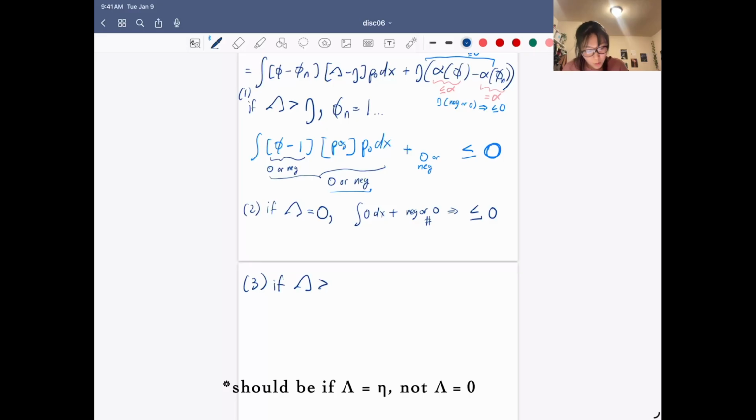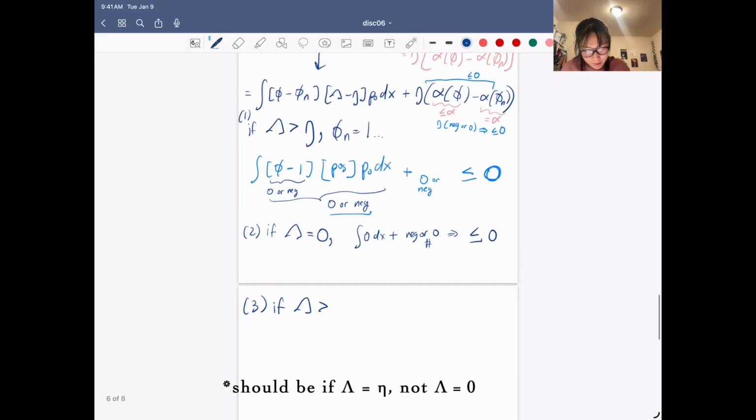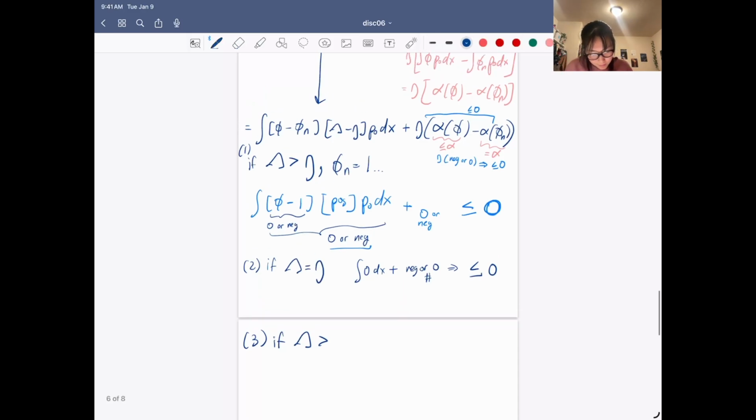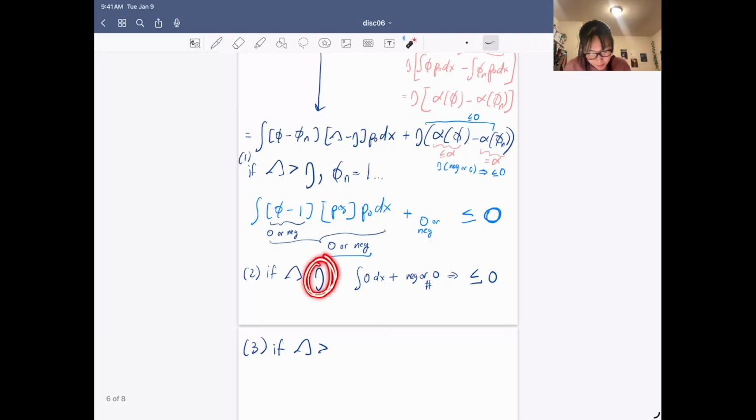I'm so sorry. I think I made a mistake here. I didn't mean for ida to be 0. I meant for lambda to be equal to ida. Oh my god, the Greek terms, yeah.